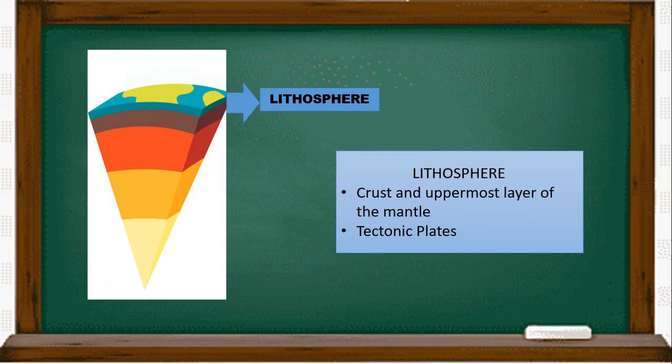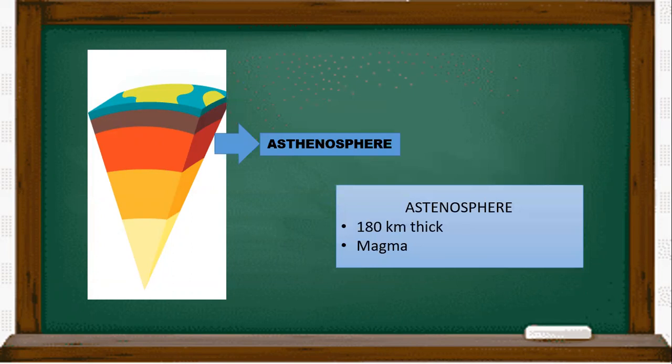And here we can find tectonic plates, or the major and minor blocks of rocks. Lithosphere is a rigid layer that can break under stress. Below the lithosphere is the asthenosphere, which is about 180 kilometers thick and contains magma. The asthenosphere can be deformed and reshaped under the heat from the magma.